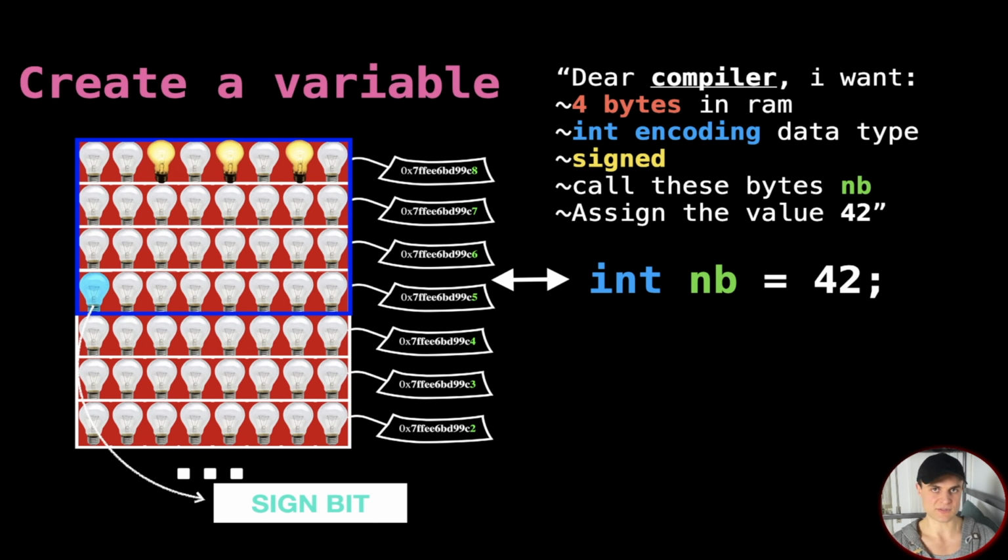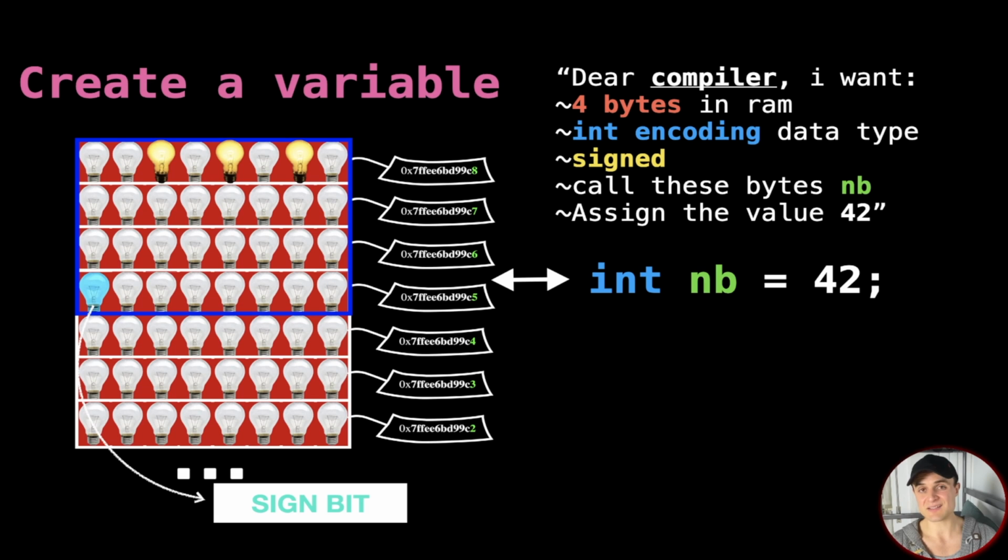I want an integer, so I want 4 bytes, and these 4 bytes will encode a value which is in integer form. So it is not in the float encoding way, in which we have an exponent and a different approach. You already know this stuff. So give me these 4 bytes in memory. These bytes have to be signed, namely I need also negative numbers, because here I don't specify unsigned. So the compiler understands that I want a signed data type. Call these bytes nb. This is the name tag that I'm going to give to this space in memory. This is for me, human.